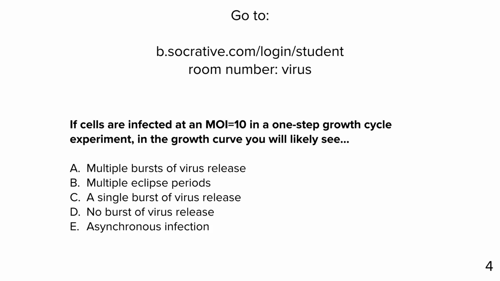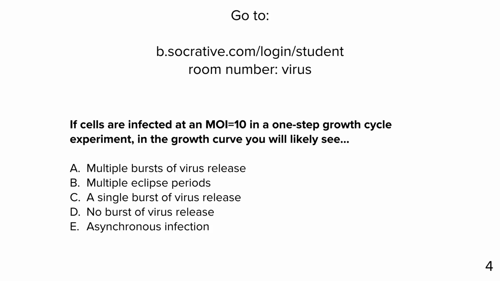All right, our question is, if cells are infected at an MOI of 10, in a one-step growth experiment, the growth curve, you will likely see: multiple bursts of virus infection, multiple eclipse periods, a single burst of virus release, no burst of virus release, or asynchronous infection. MOI of 10. All right, what do we got?